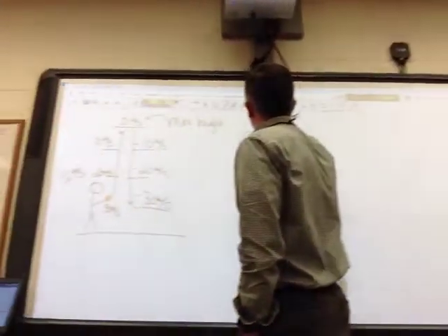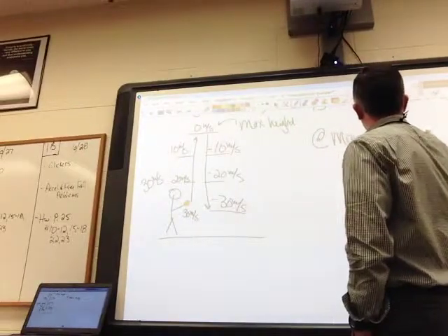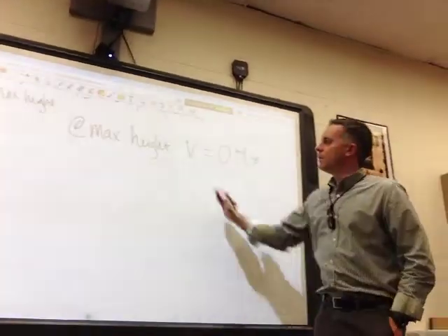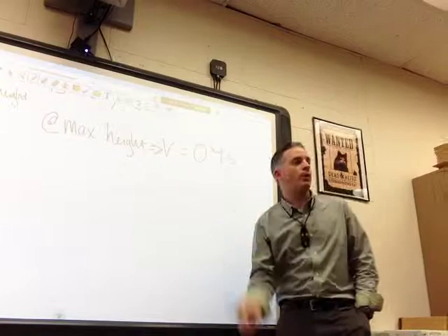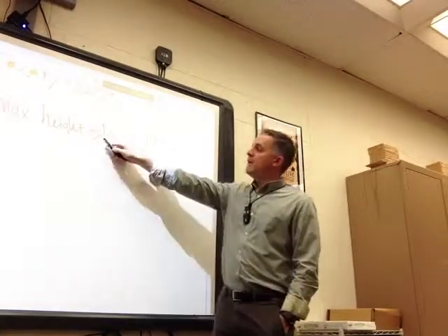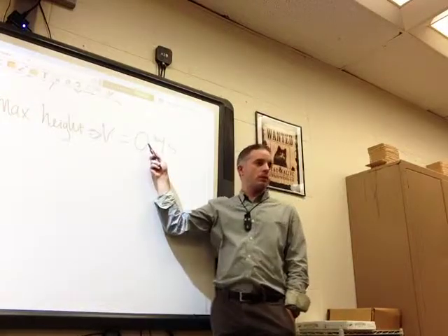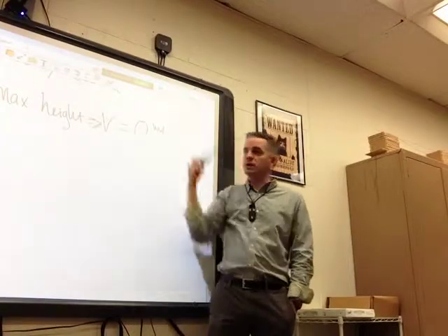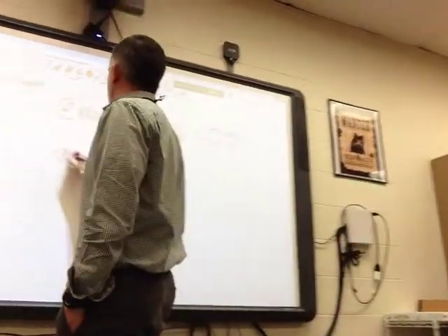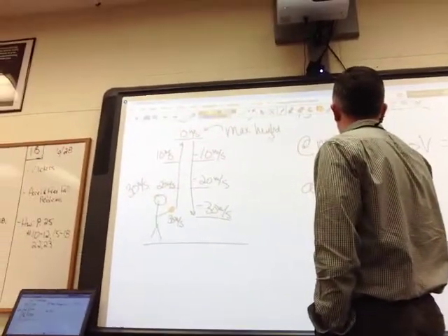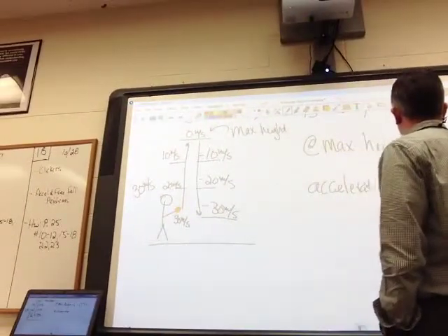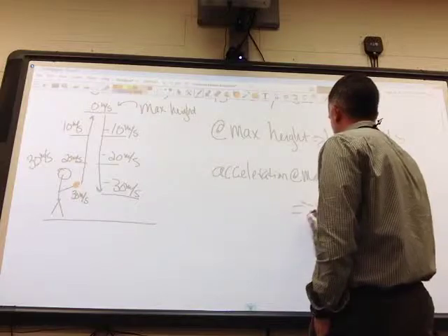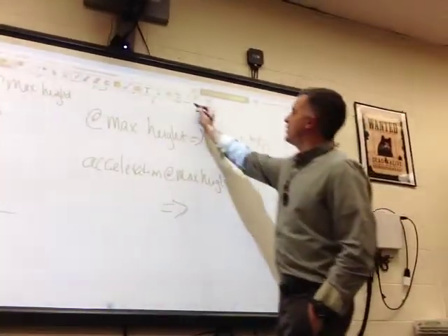So there's a couple things we know now. At max height, v has to be equal to 0, no matter what. When we are at the tippity top, when we throw an object up, the speed is always equal to 0. Because think about it, it has to slow down and stop before it can change directions. So what is the acceleration at our maximum height?